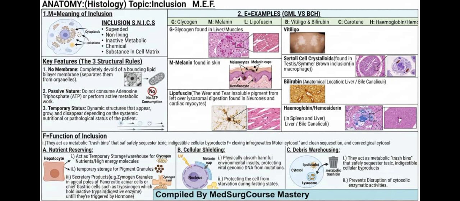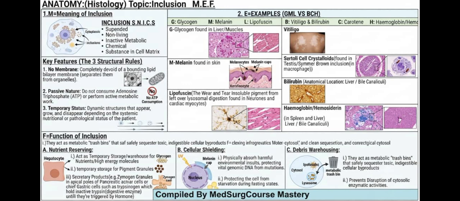So, for inclusion, we are saying just 3 things. The first thing is the acronym, just 3 letters: MEF, or you can say FEM, whichever one. What does M stand for? Meaning of inclusion. What does E stand for? Examples of inclusion. And then F stands for what? Functions of inclusion. What is the function? What's the relevance? All right, let's start with the meaning of inclusion.